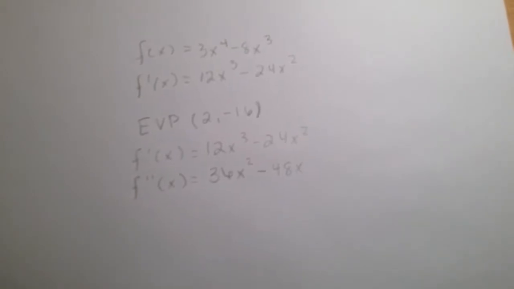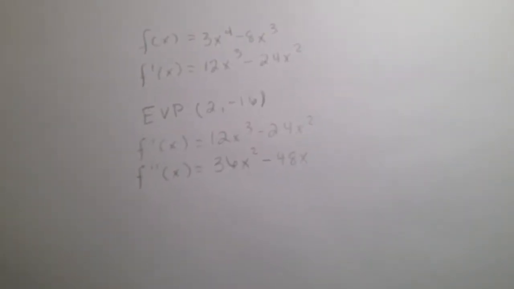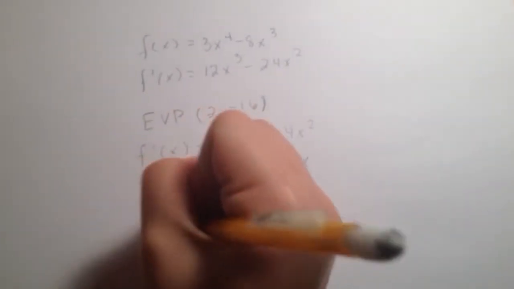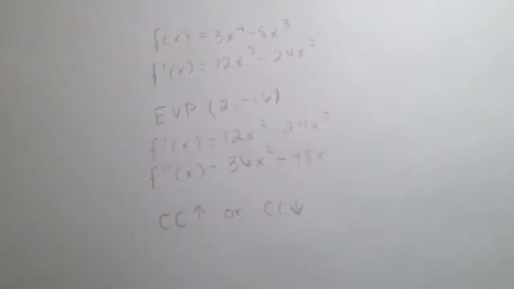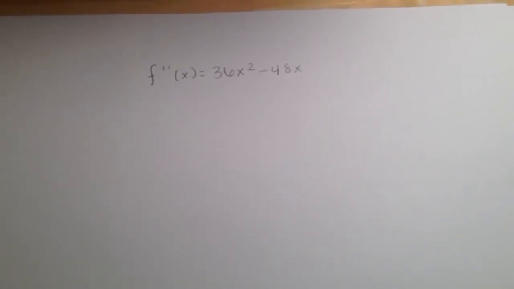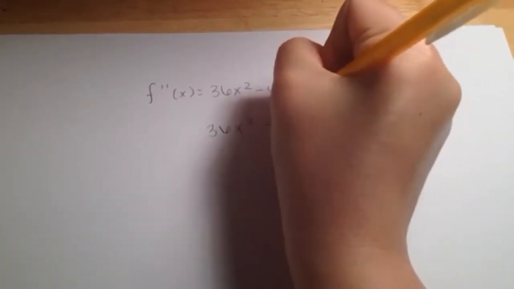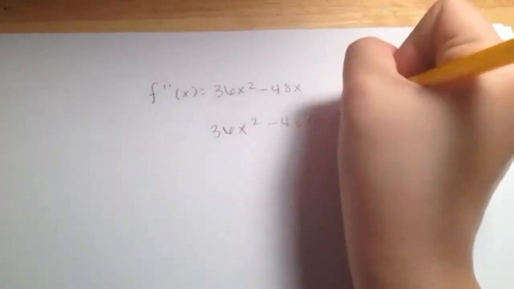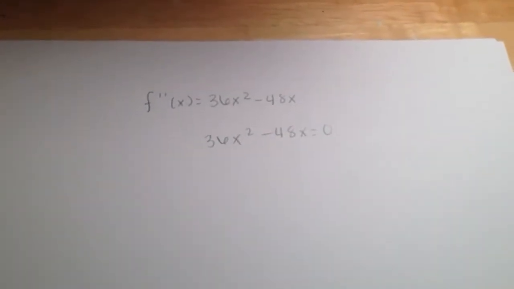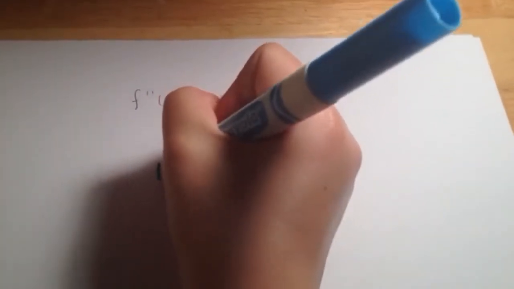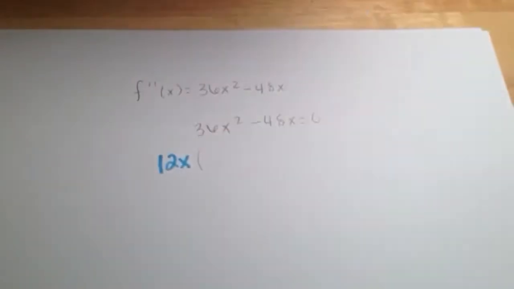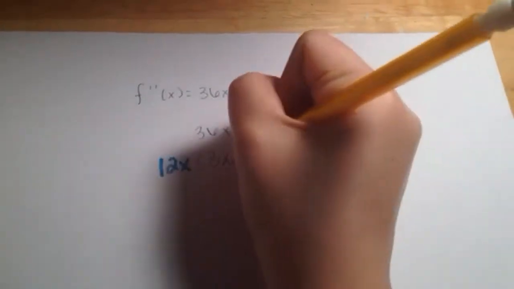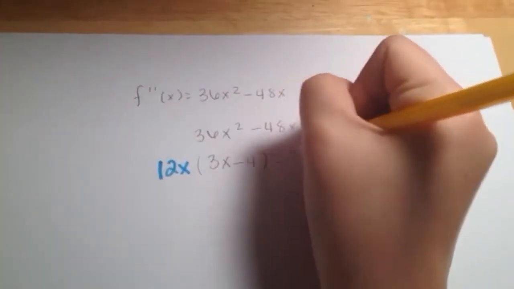What this PI will show you is where the graph changes shape. So I will use the symbols concave up or concave down. Now that we have the second derivative, we have to set it equal to 0. When we do that, we get 36x squared minus 48x equals 0. We see there's a common factor that we can pull out. This common factor is 12x. When we pull that out, we're left with 3x minus 4 equals 0.